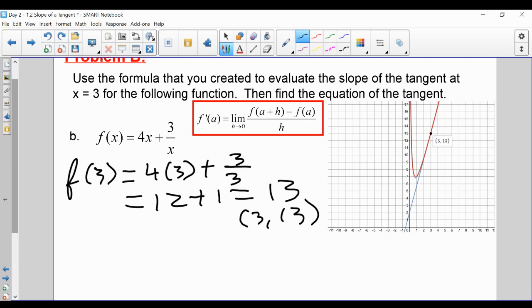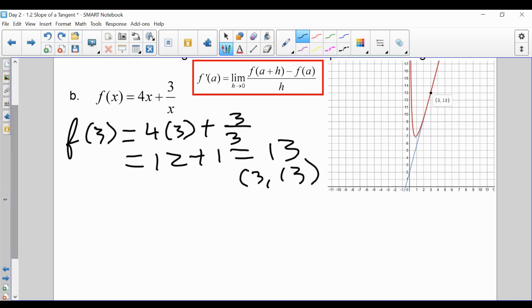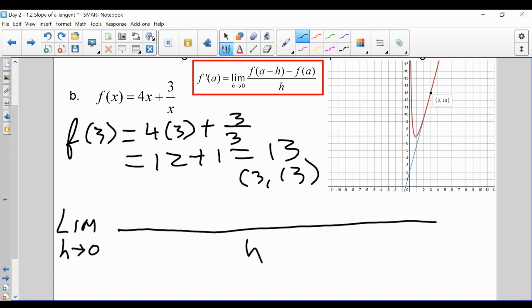Remember, anywhere we see x, we're going to put a plus h. So here we go. It's again going to be the limit as h approaches 0 for the following function. The bottom of the function is still going to be h, just like the last time. But on top, we're going to have a bunch of fractions. So we're going to have 4 times 3 plus h, just like the last time, plus 3 over 3 plus h.